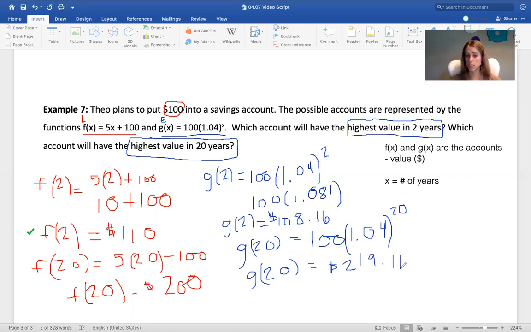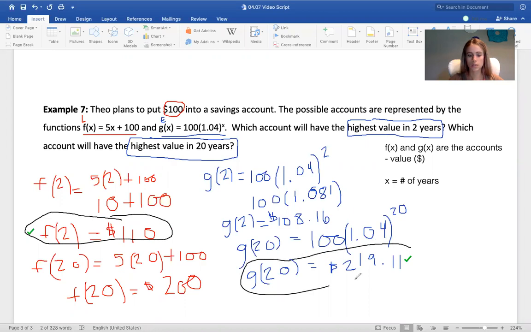All right, so after 20 years, which one has the highest value? It's a different one. So in this case, it is our exponential. So in the short term, 2 years, the linear one's better. But in the long term, the exponential one is better.